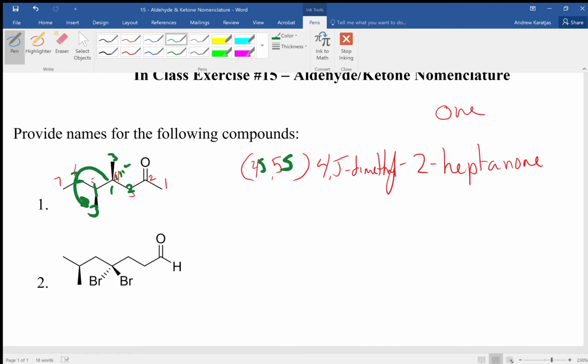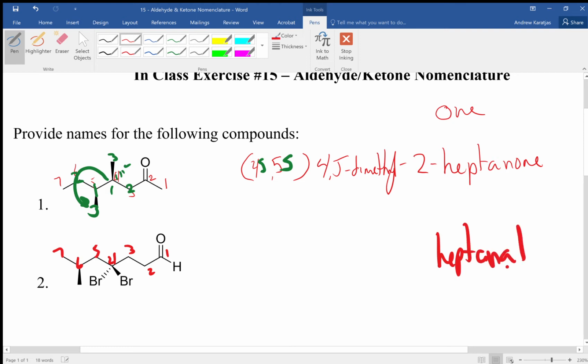In question 2, we have an aldehyde, which you may recall makes our life even easier, because we know that by definition, carbon 1 is our aldehyde. So with 7 carbons, we have heptanal, that AL ending, again indicating the aldehyde. In addition, because an aldehyde is always defined as carbon 1, we don't need to put a number on the aldehyde. We can then add in our substituents, 4,4-dibromo, 6-methyl heptanal. And in this case, we're done.